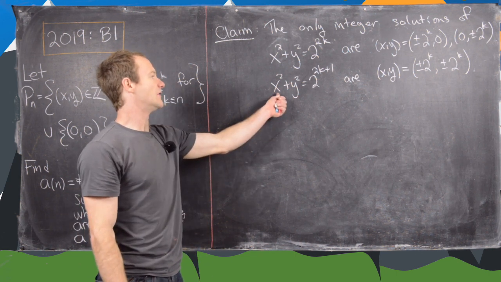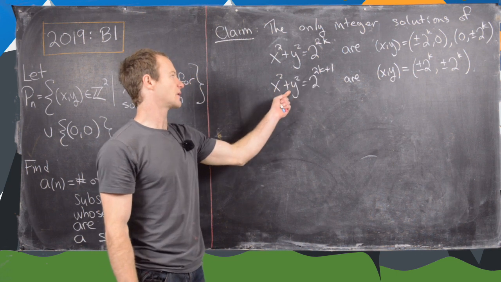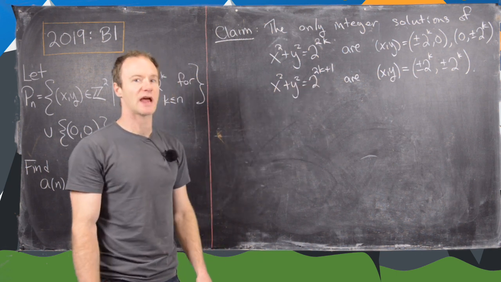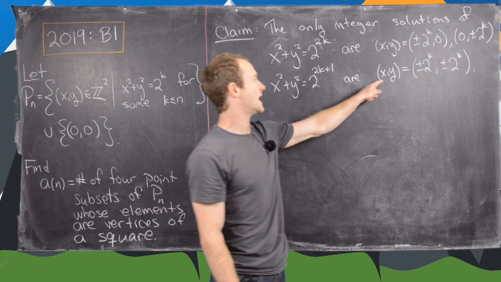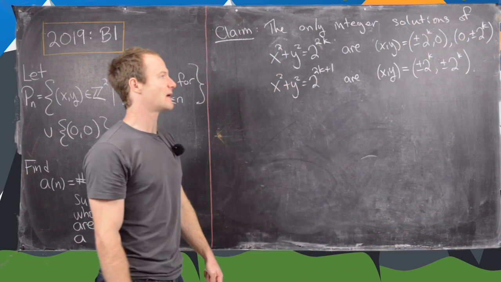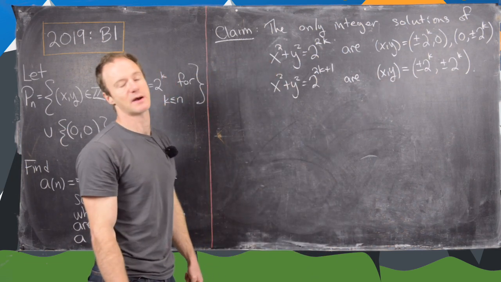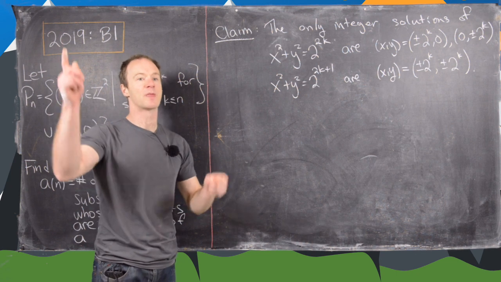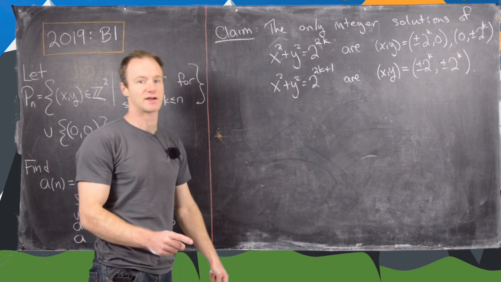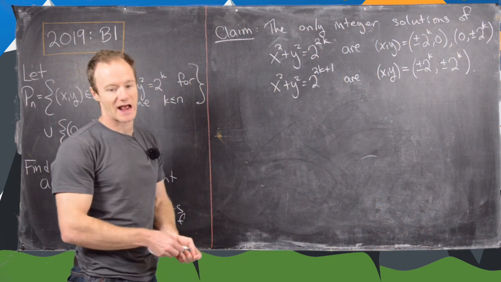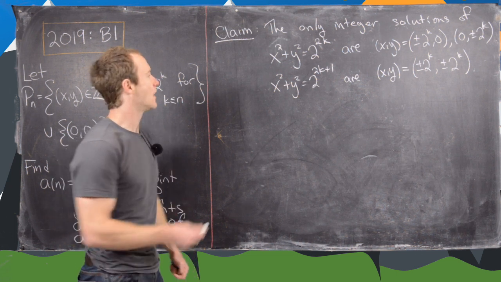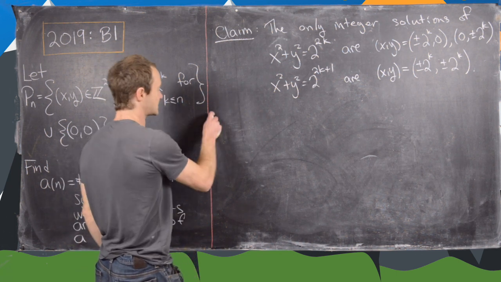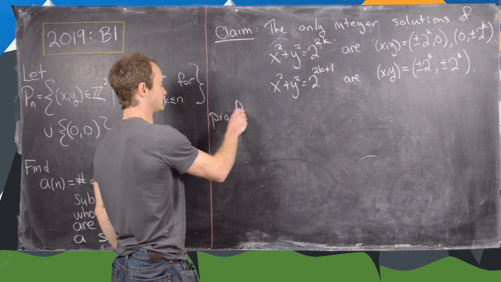And then if we have an odd exponent here, x squared plus y squared equals 2 to the 2k plus 1, we get (x, y) equals (plus or minus 2 to the k, plus or minus 2 to the k). Those are happening on the 45-degree lines away from the x-axis and the y-axis. Okay, so the proof of this will be by induction.